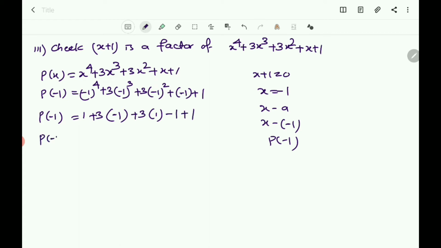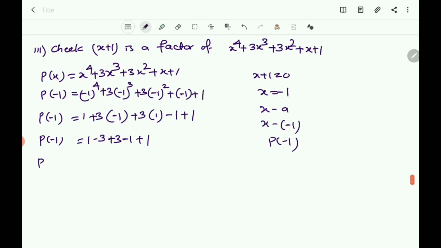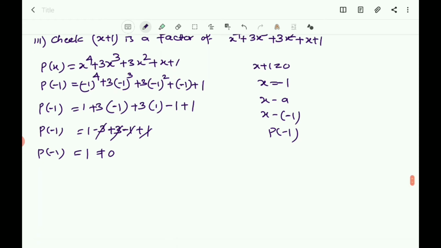Then P of minus 1 is equal to 1 minus 3, since 3 into minus 1 is minus 3, plus 3 minus 1 plus 1. Here we can cancel minus 1 plus 1, then 3 minus 3, and what is remaining is 1. That is not equal to 0. So again you got P of minus 1 is equal to 1, which is not equal to 0.